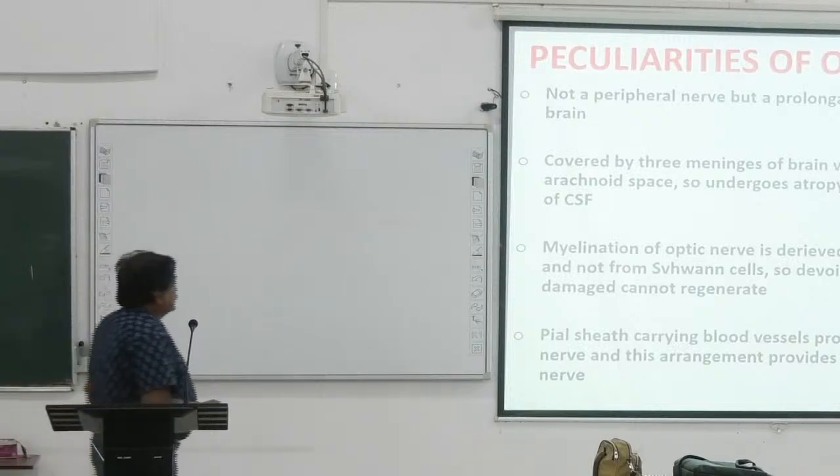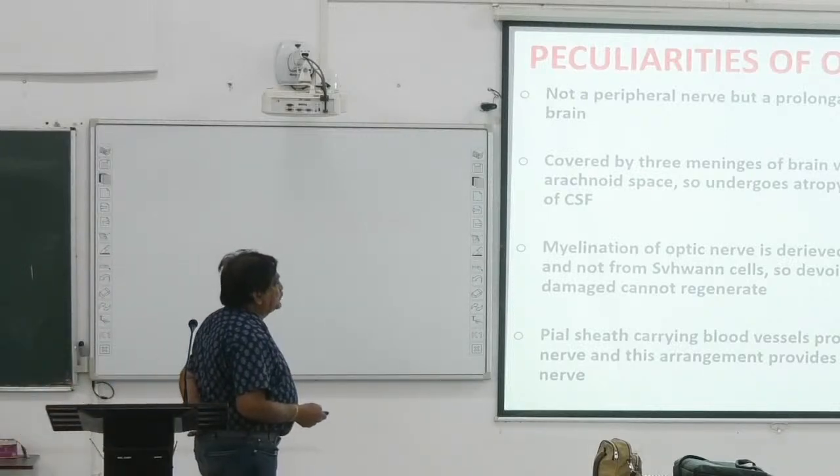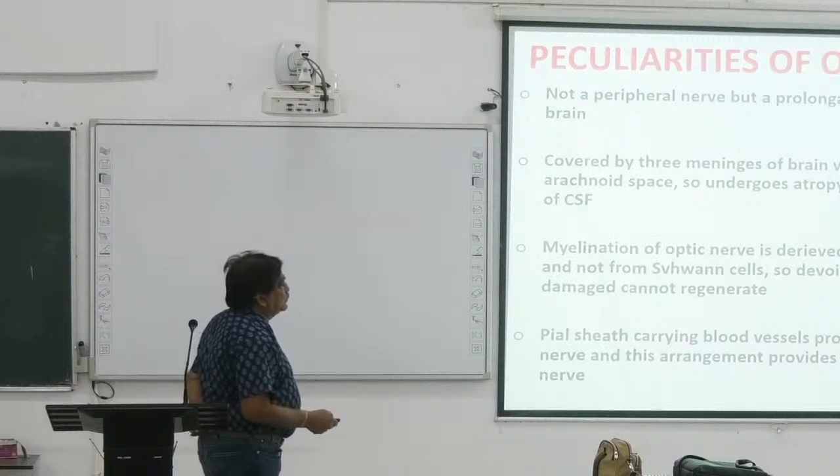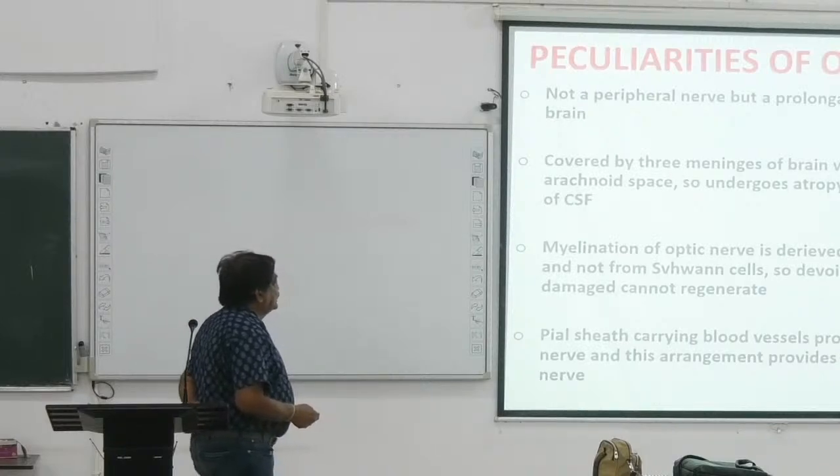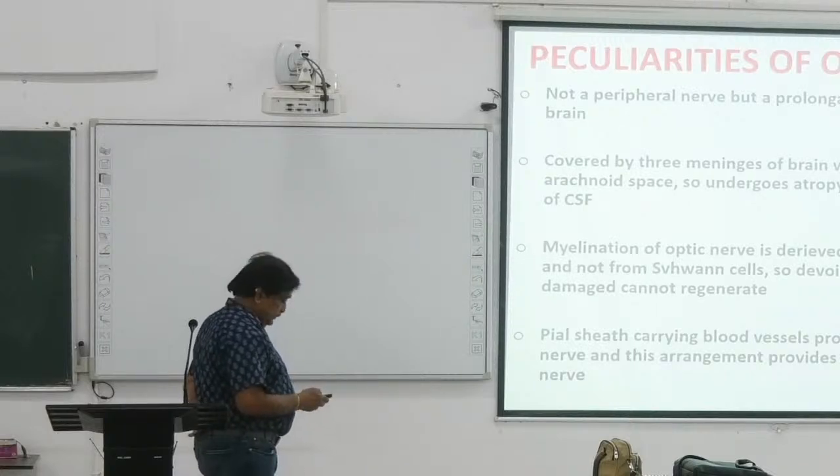And the pial sheath carrying blood vessels projects into substance of the nerve, and this arrangement provides rich blood supply to the nerve.